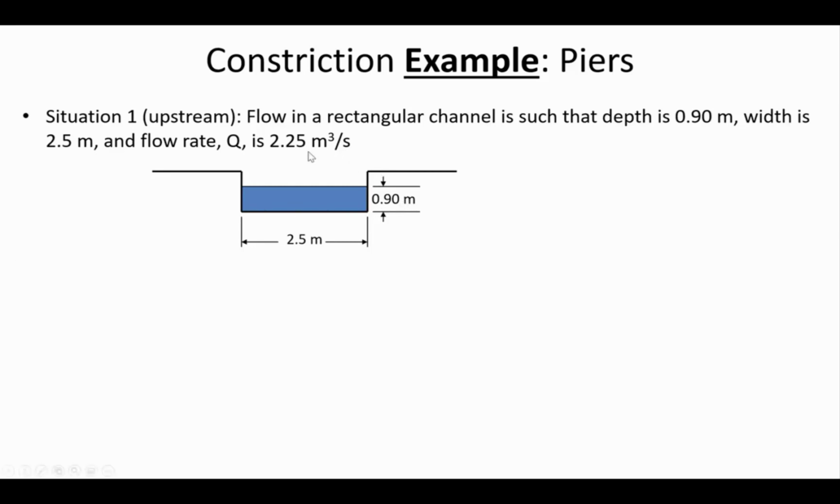So upstream, before there's any constriction, we have a 2.5 meter wide rectangular channel and a given flow depth of 0.9 meters, and we're sending 2.25 cubic meters per second through that channel. So that's the flow rate. We could calculate the flow per unit width because we know B.